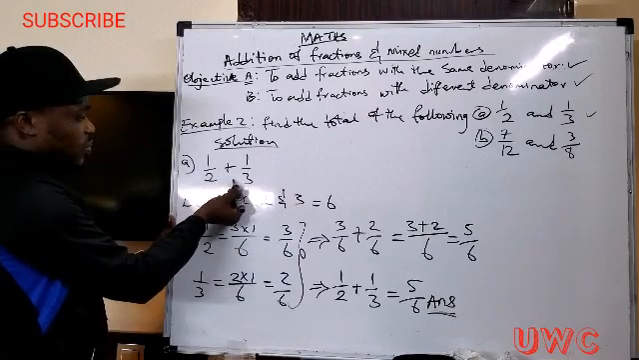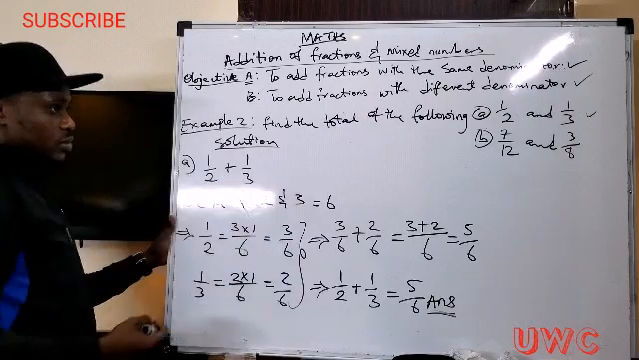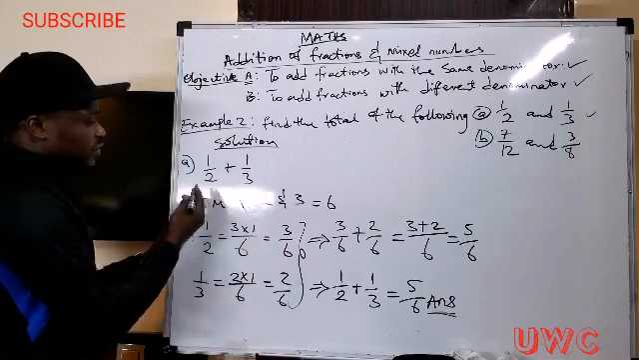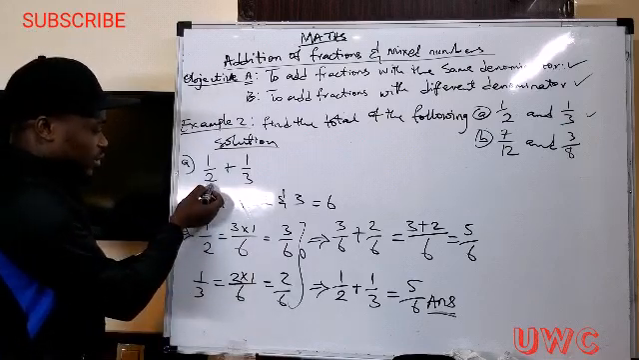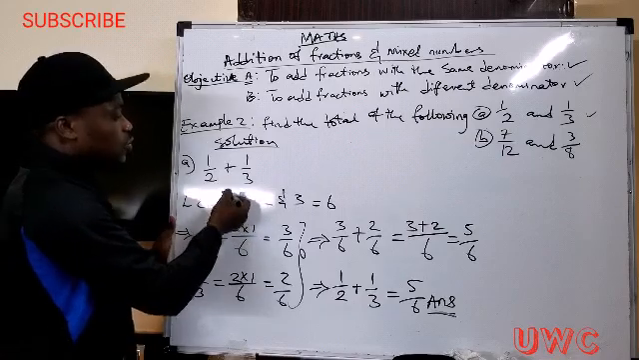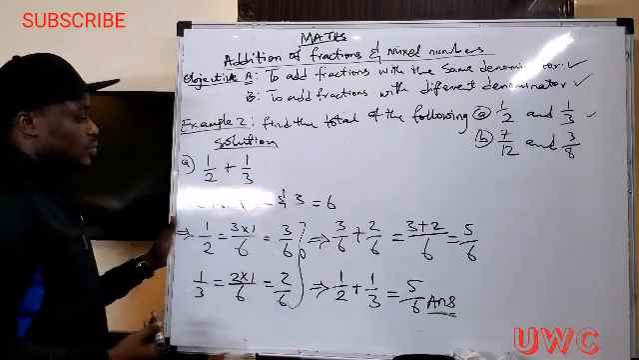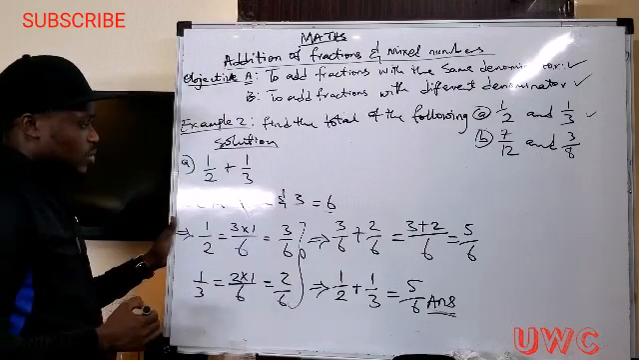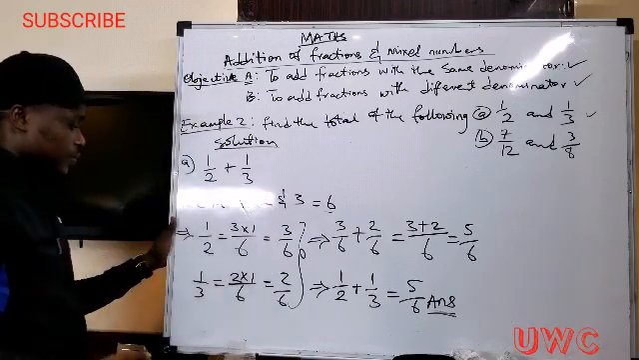Whenever you see this type of fraction, for you to solve it, the very first thing that you do, since the denominators are not the same, is to find their LCM. Once you find their LCM, that is 6, you now take them one after the other.